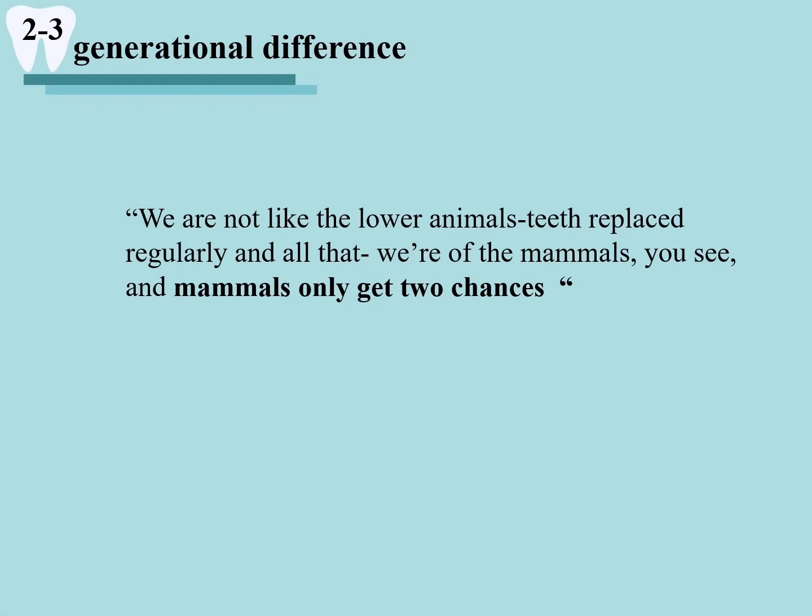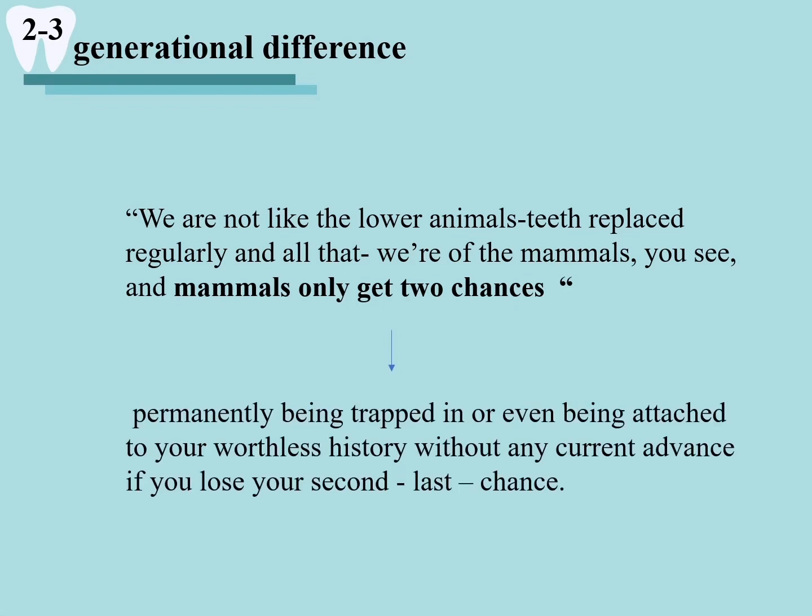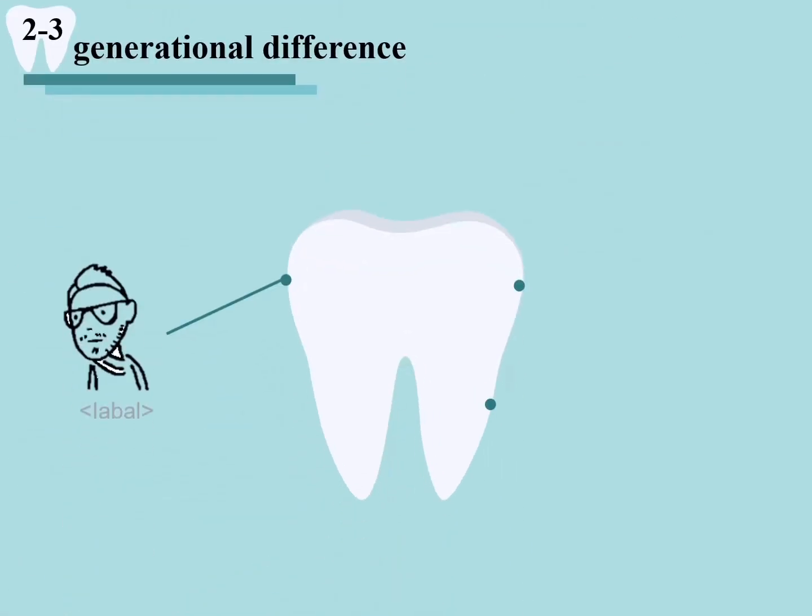However, it can also mean that you can be someone like permanent teeth, permanently trapped in or even spontaneously attached to your past without any current advance if you lose your second, which is actually last, chance, just like Samad Iqbal seemingly does. Likewise, Mr. Hamilton says in chapter 7, "Mammals only get two chances with teeth." We can see how permanent and primary teeth are different in Samad Iqbal's family.